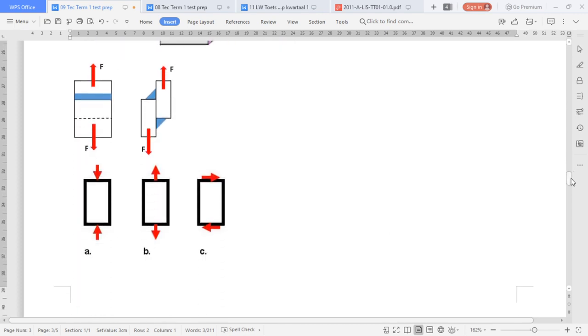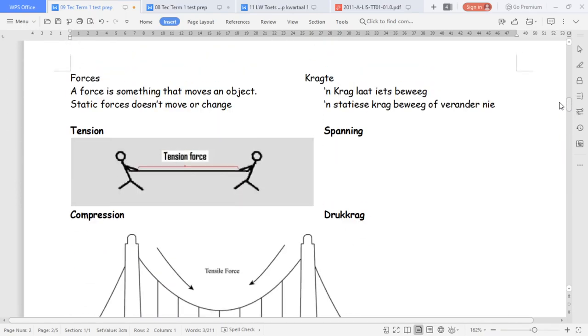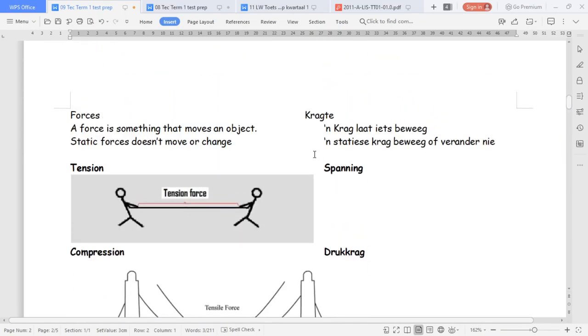Okay, so quickly have a look at these drawings. I'm going to give you a minute to just think about which one is which. Okay, so the first one, this one here, is two things moving away from each other. And now there's a new part in the middle that's forming. So that is tensional forces, like this one, spanning. It moves away from each other.